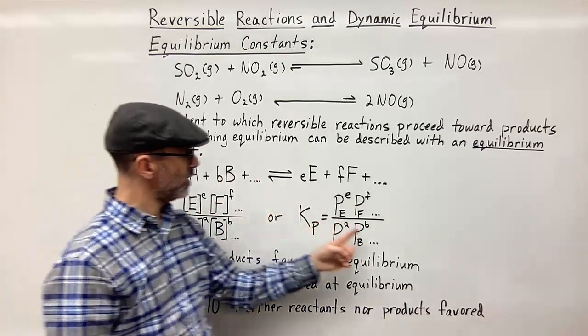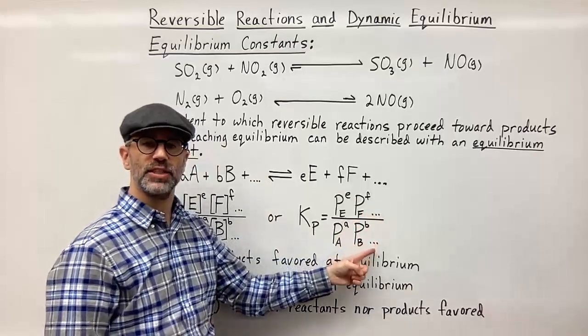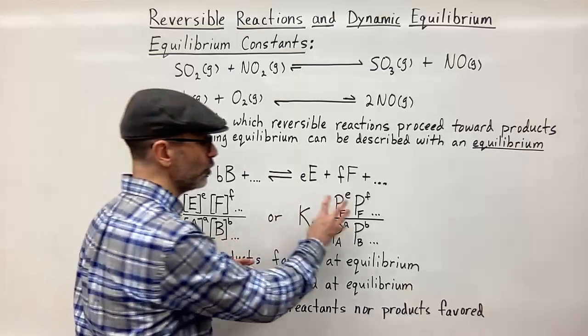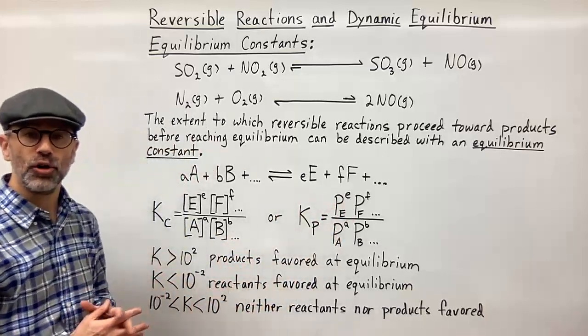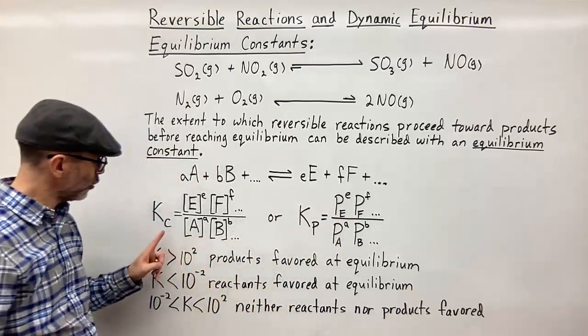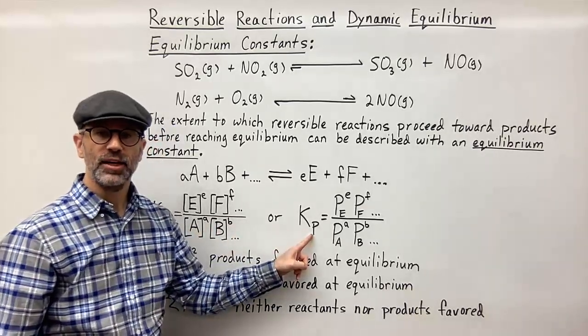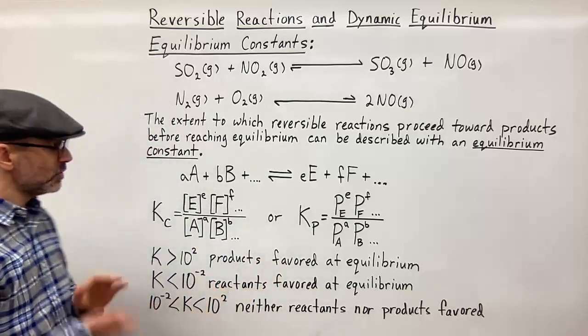If I had C, it'd be multiplied by the partial pressure of C raised to the C power, and so on. So that's how you write out the expression for your equilibrium constant, either in terms of concentration or pressure. Okay, so I hope that's clear.